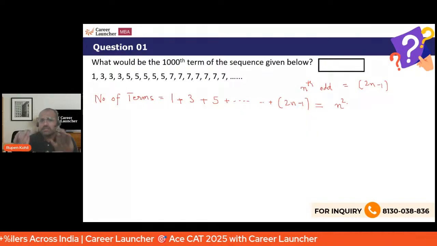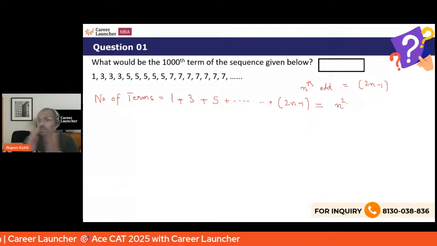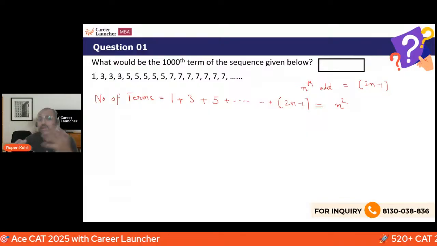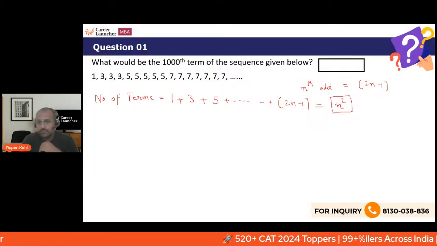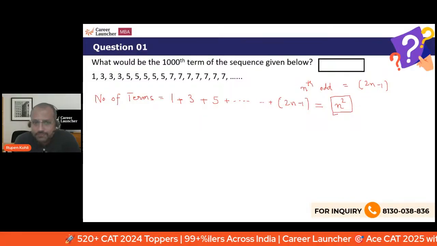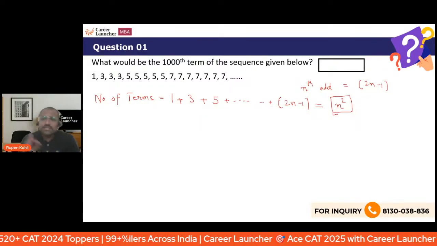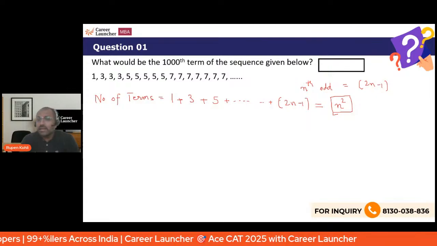You can check that. 1 plus 3 is 4. It's 2 square. 1 plus 3 plus 5 is 4 plus 5, 9. It is 3 square. So that's a pattern. That's a formula we should all know. Any which way you apply the AP formula summation on this, you get n square. So the number of terms is n squared by the time we have finished writing the nth odd number.